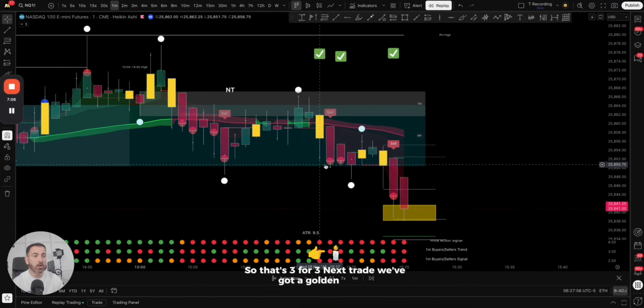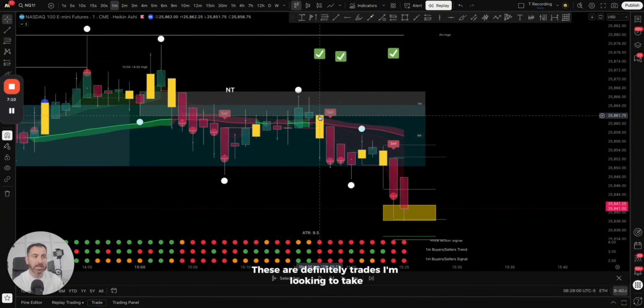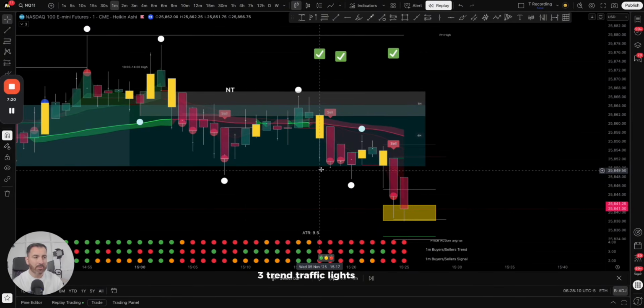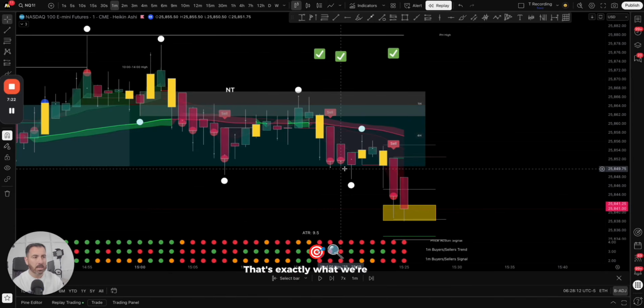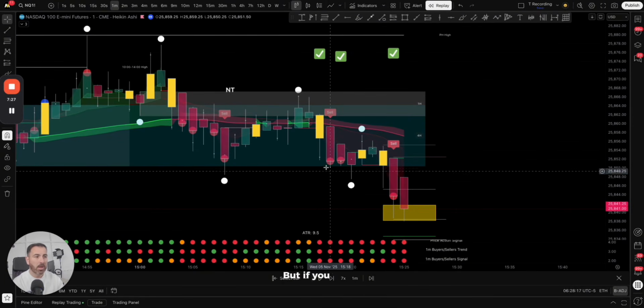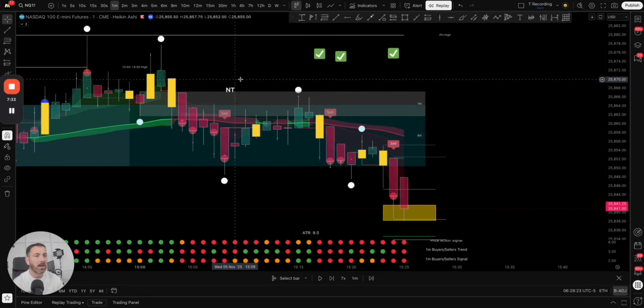Next trade, we've got a golden candle. Our 3 traffic lights are aligning. These are definitely trades I'm looking to take. We're way into the 4 hour here, we're under the hourly, and the trend wave is red. 3 trend traffic lights. Let's go. That's exactly what we're looking for. Very similar targeting to the sell signal after it, but if you weren't in there, then you've got the sell signal. But again, it's another winning trade.